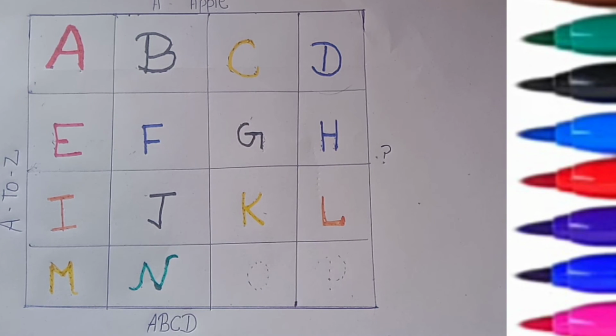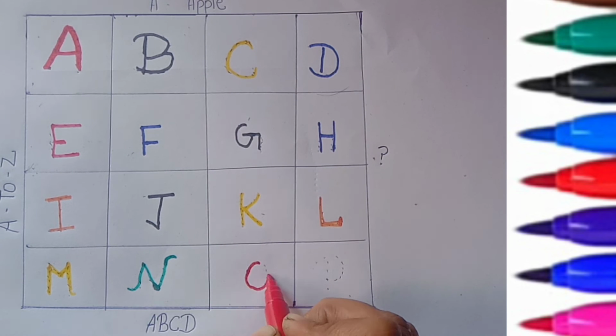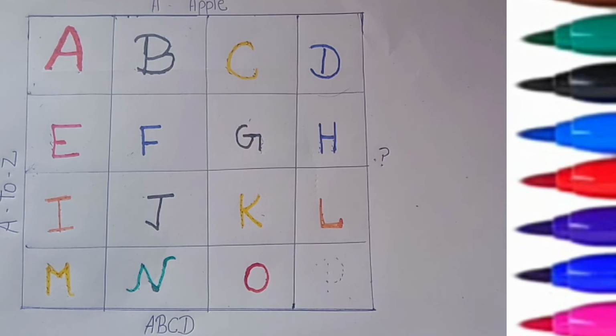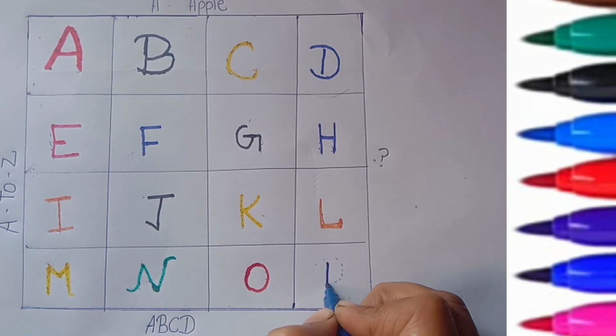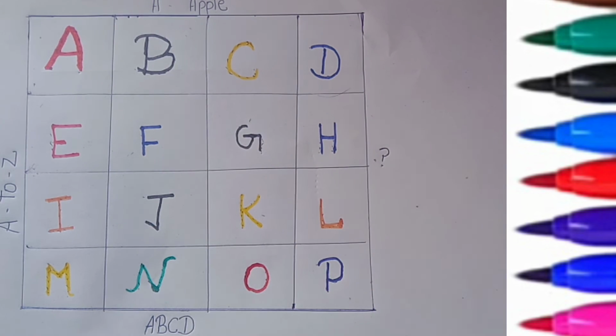O for orange. Orange. P for peacock. Peacock.